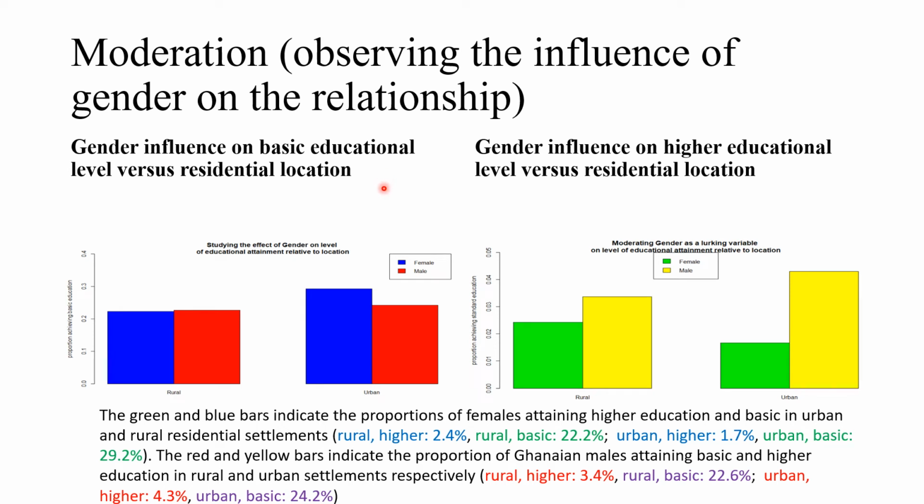Now, I had to moderate the gender influence on the relationship. For each of the two graph displays, the female on the left-hand side is the blue bar and the red represents the male bar. On the right-hand side, the female is green and the male is yellow. You realize that for higher education, just a few of the females are able to achieve it, which is why the male bar is much higher. For the basic level of education, parents normally make an effort to send many of the females, but along the line hindrances might occur and they are not able to make it. Perhaps that's the reason why many more males attain higher education than females.